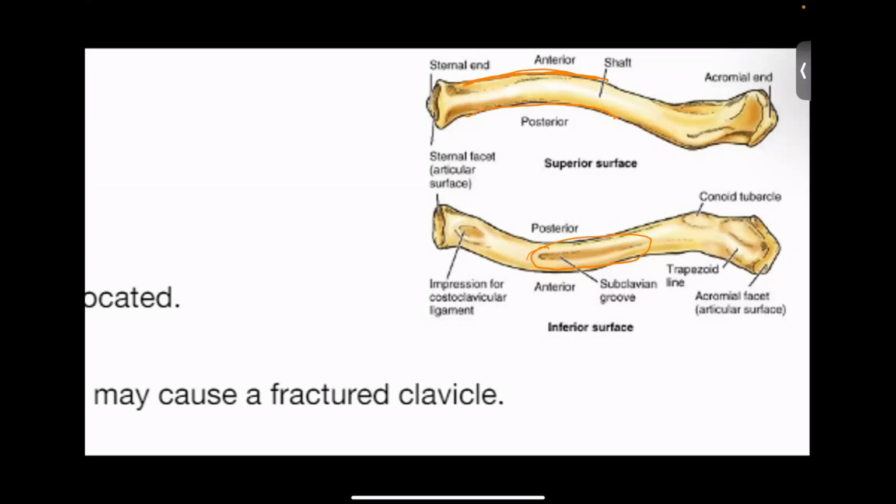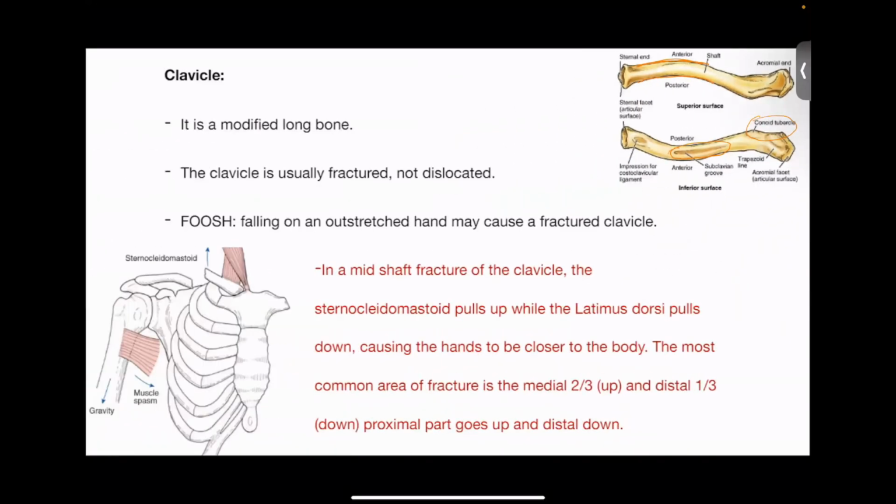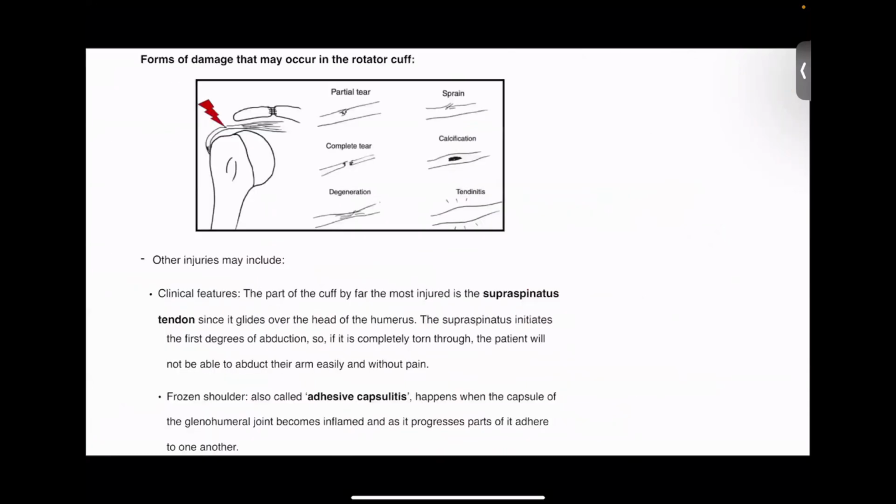Now, for identifying whether it's the sternal end or the acromial end, you can identify it by this conoid tubercle, which identifies the acromial end. And the sternal end is basically going to join with the sternum, so that's pretty obvious by the name itself. Okay, so let's move forward now.